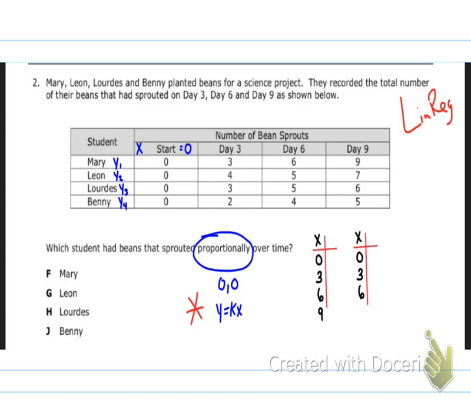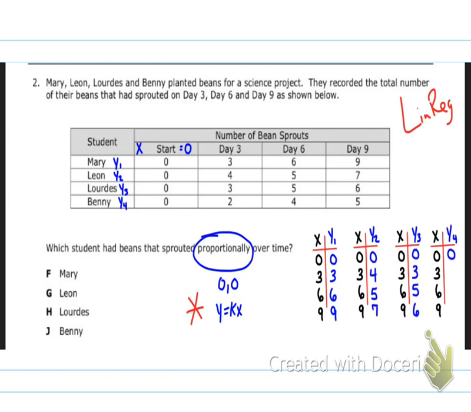Notice the one adjustment I made is at the start. At the start, everybody was at 0. So when x is 0, everybody's y values were also at 0. I'm going to make the same tables, except all my y values are different. For the first table, I'm going to make y's of 1 Mary's data: 0, 3, 6, 9. For the second table, y's of 2, I'm going to make that Leon's. And then the same thing for the third table and the fourth table.